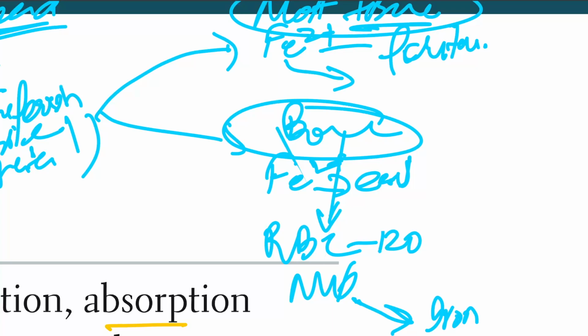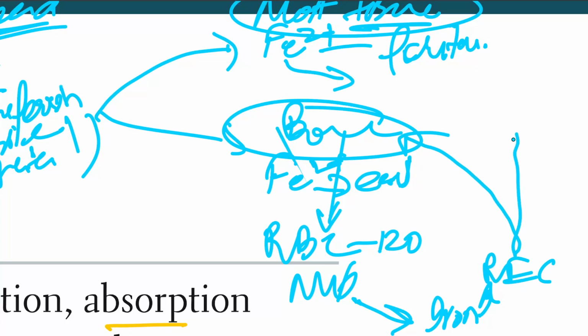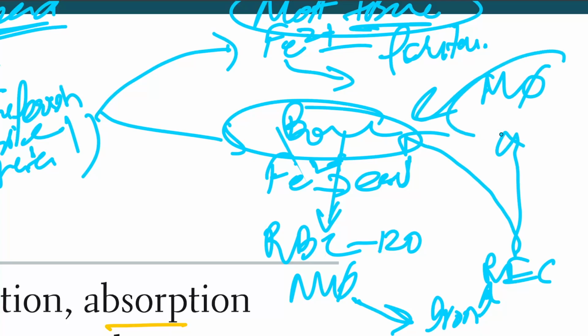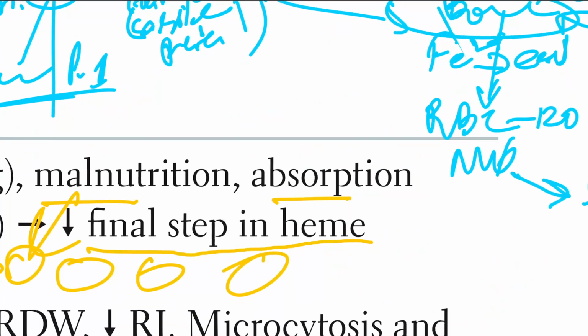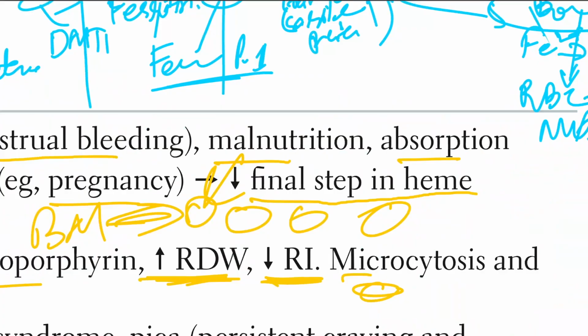That iron is now taken up by reticuloendothelial cells, for example, macrophages, and then again it puts it back into the bone for erythropoiesis, and also keeps some within the macrophages for later use. Okay, so that's all the mechanism of iron.